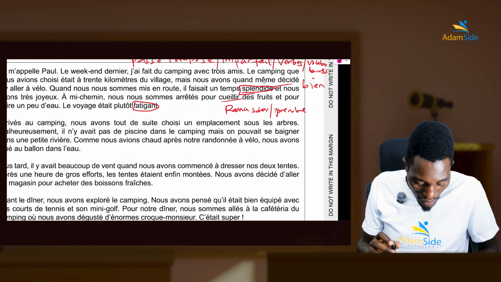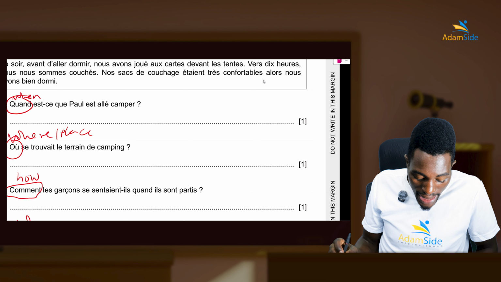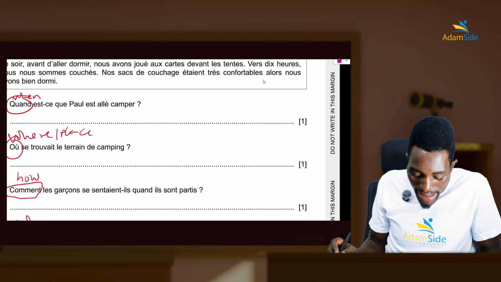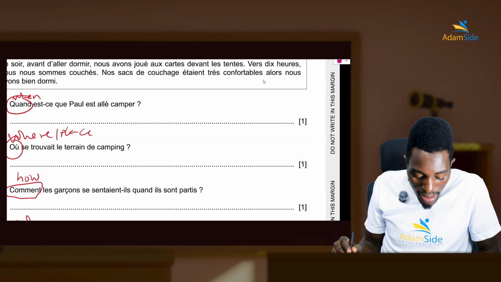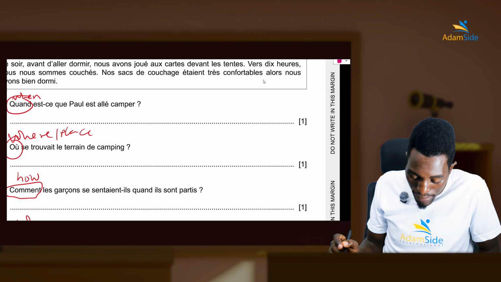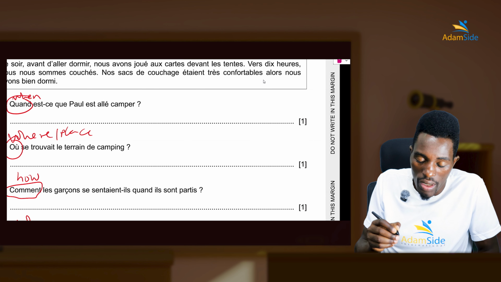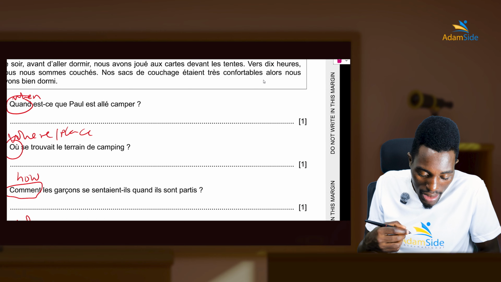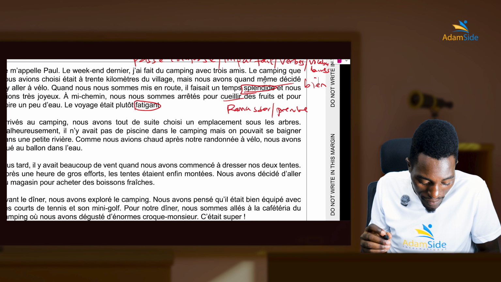Now, because you have read the text, let's go to the question to see what the answer is. The question says, quand est-ce que Paul est allé à camper? When did Paul go to camp? So we have to find when Paul went to camp. If we get back to the text, we will see an answer.